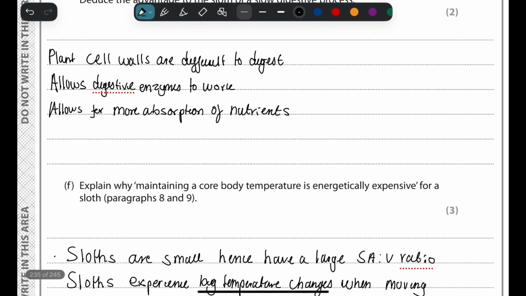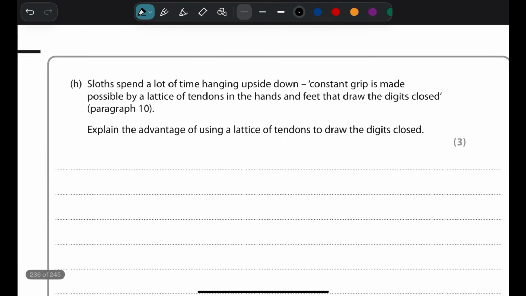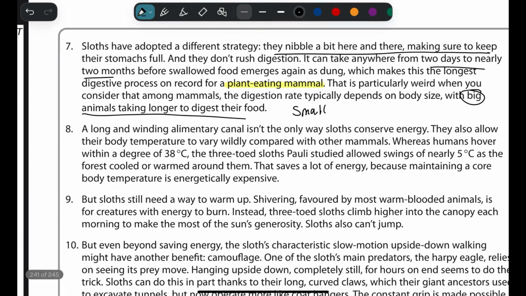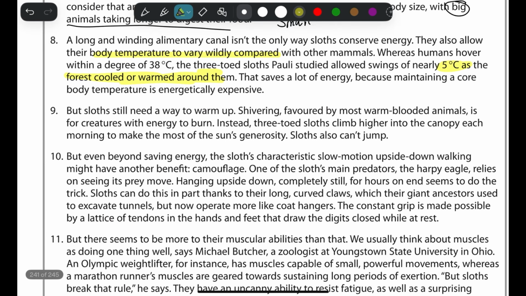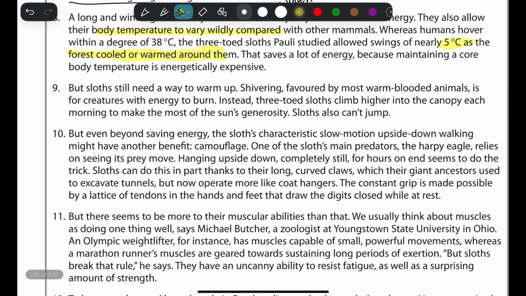Now, paragraph 8 and 9, it said maintaining a core body temperature is energetically expensive for the sloth. So again, we're going to go to paragraph 8 and 9 and have a bit of a read. It says, in terms of conserving energy, and again, you would have been expected to maybe do a bit of research on how sloths conserve energy before the exam, but body temperature varies widely. We know they're small. Think about how that relates to the body temperature. They said that swings of nearly 5 degrees is crazy as the environment is changing around them. So that's something. And they've said it's because maintaining the core body temperature is energetically expensive.